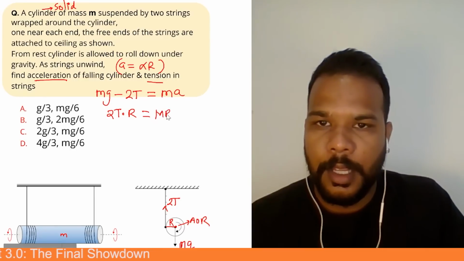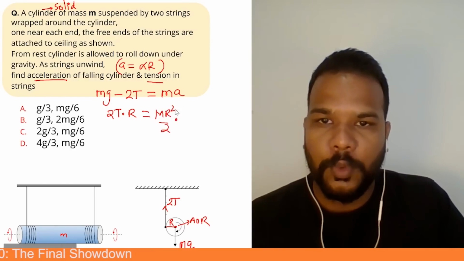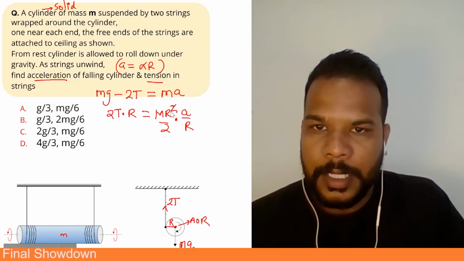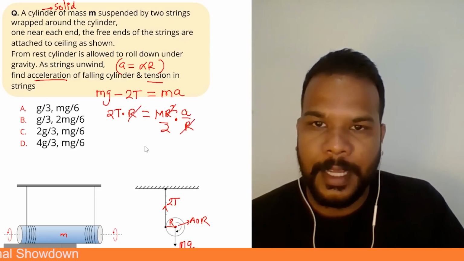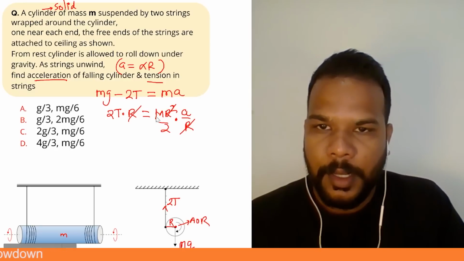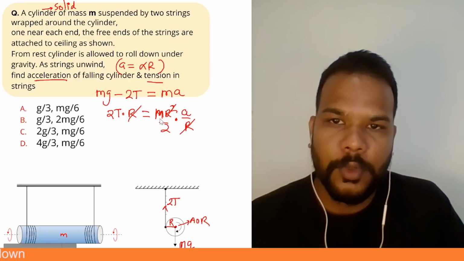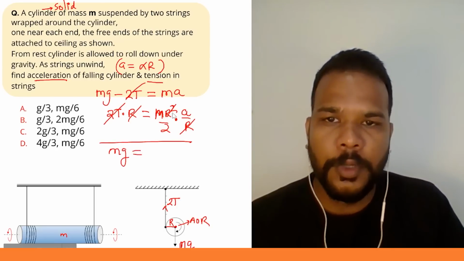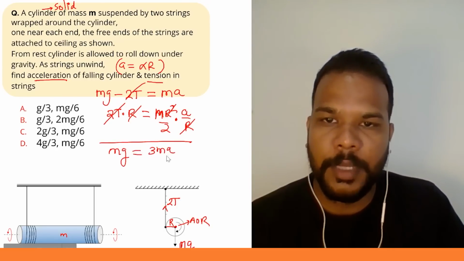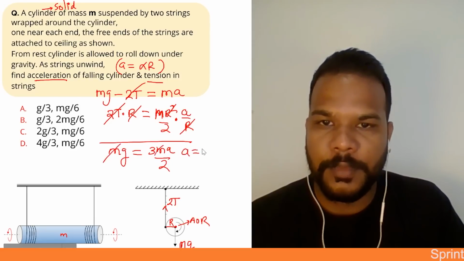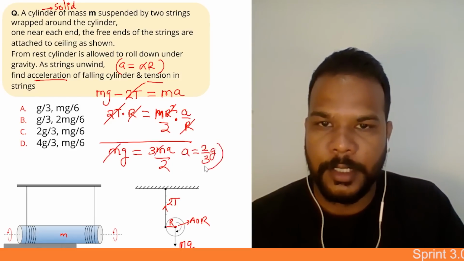So m r square by 2 into alpha, and what is alpha? Alpha is a by r. So r square cancels this r and this r. So we have mg minus 2T equal to ma, and we have 2T equal to ma by 2. Let's add these two equations. 2T gets cancelled. We have mg equal to ma plus ma by 2, which is 3 ma by 2. So m gets cancelled and acceleration comes out to be 2 by 3 g.